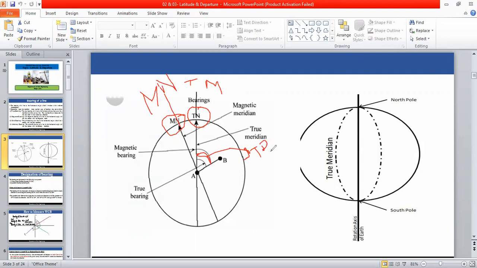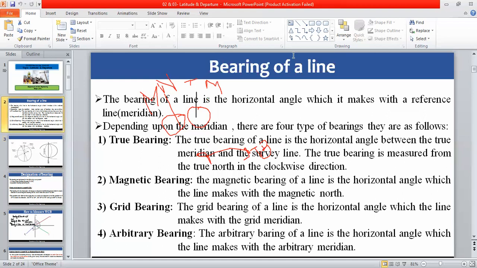true bearing. Now let's see the definition. The true bearing of a line is the horizontal angle between the true meridian and the survey line. This is what we have seen. The true bearing is measured from the true north in the clockwise direction. Alright? The direction should be clockwise from north.